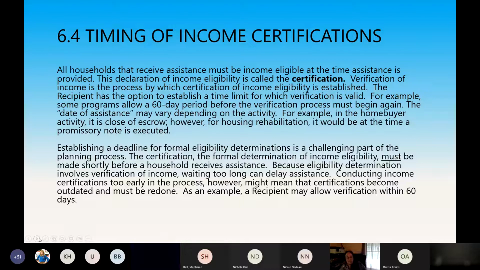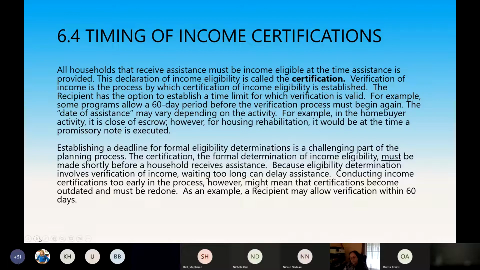I always think 30 is too long, but establishing a deadline for formal eligibility determinations is a challenging part of your planning process. The certification, the formal determination of income eligibility, must be made shortly before they receive that assistance, because eligibility determinations involve verification of income. Waiting too long can delay the assistance. Conducting income certifications too early in the process, however, might mean that those certifications become too outdated and must be redone.